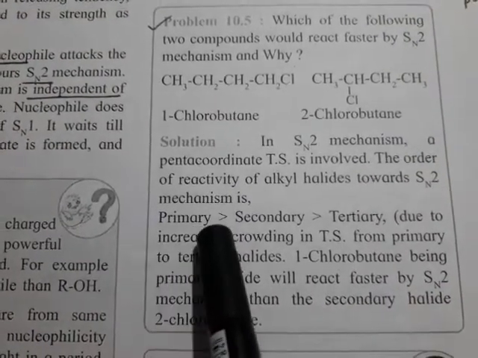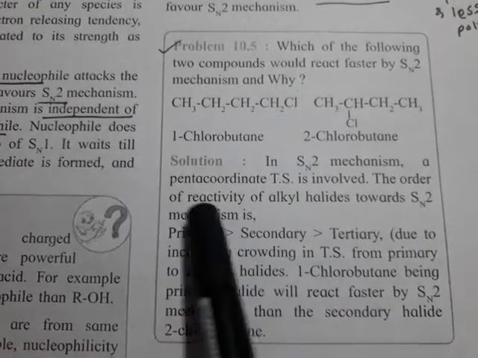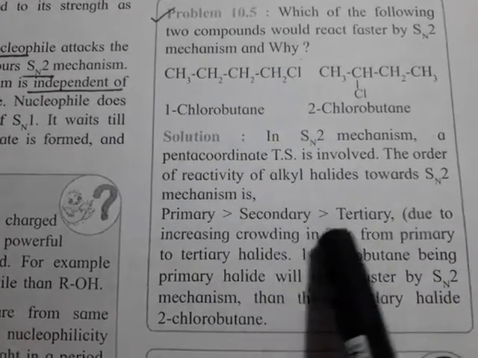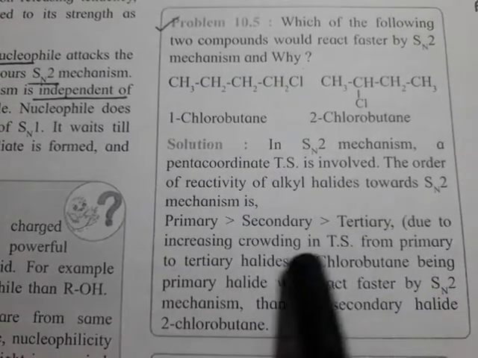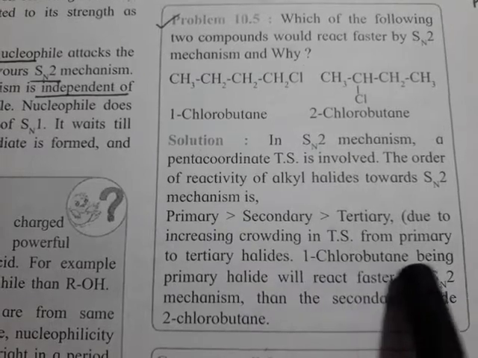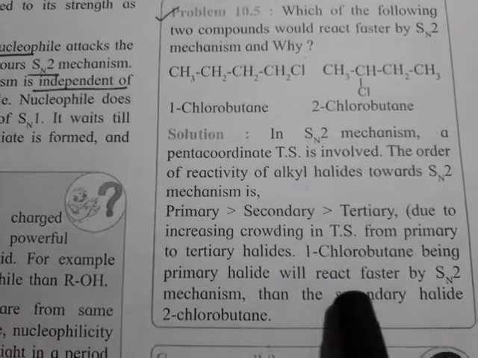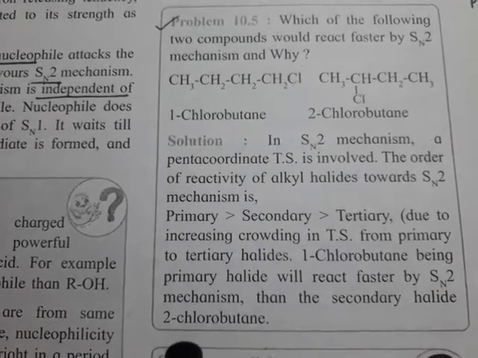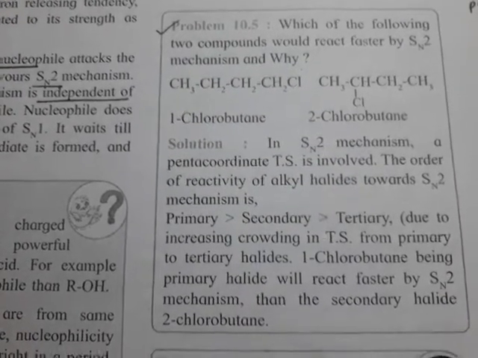So the reactivity order they have given. Reactivity of alkyl halide towards SN2 mechanism is primary greater than secondary greater than tertiary due to increasing crowding in the transition state. So 1-chlorobutane being primary will react faster by SN2 mechanism than the secondary halide, 2-chlorobutane.